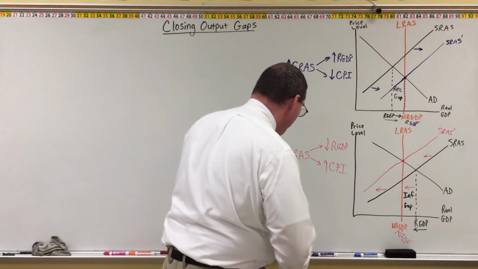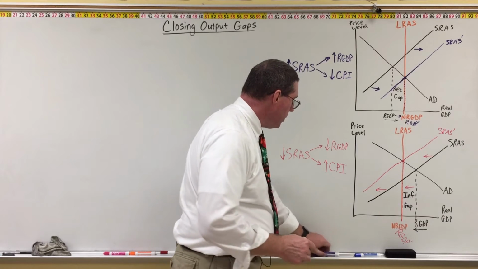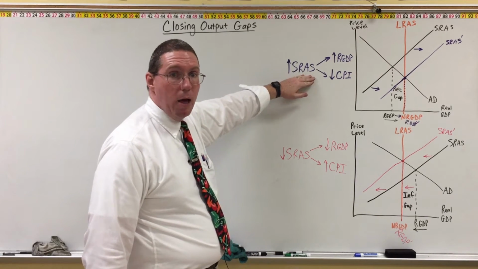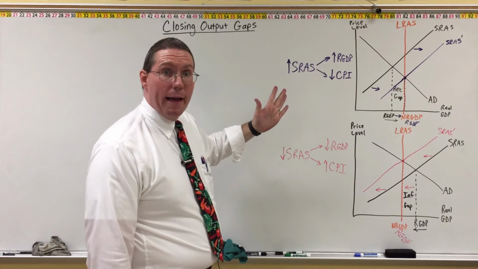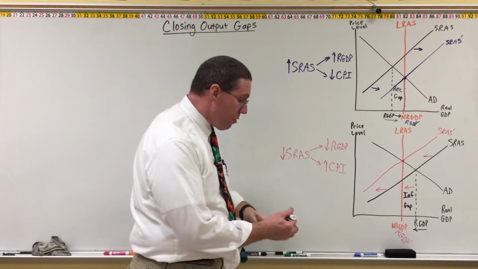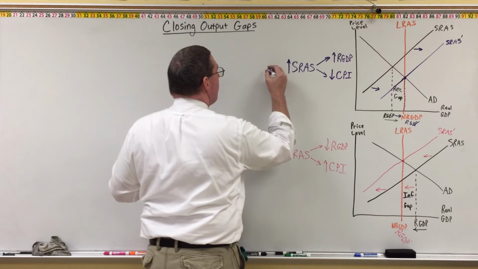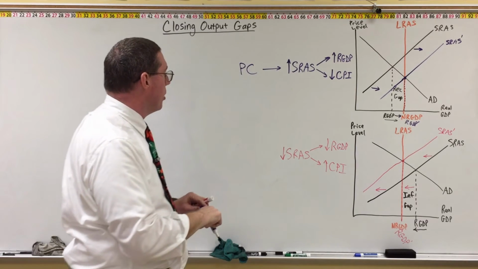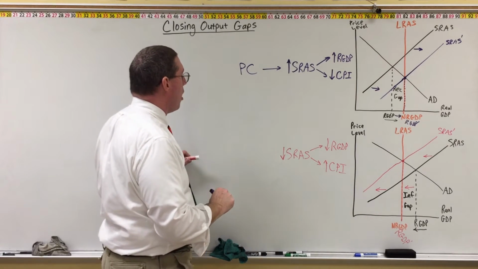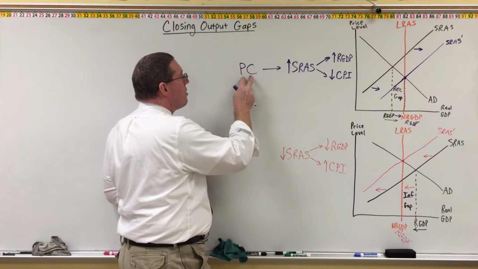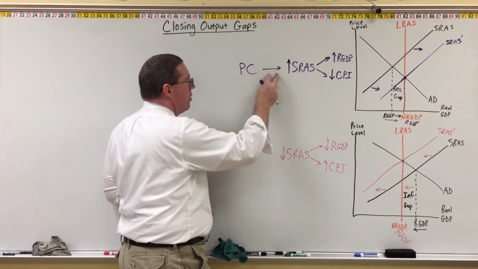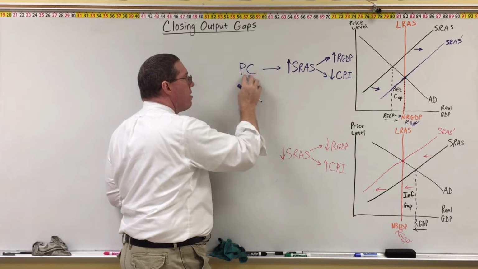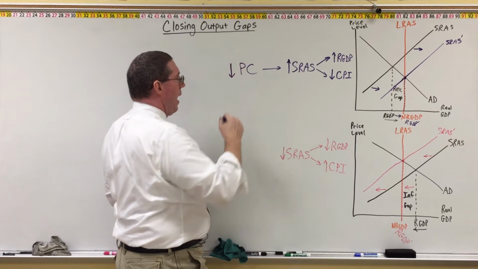And so now we want to ask ourselves this question. If we're trying to accomplish increasing short-run aggregate supply, what is it that affects short-run aggregate supply? Well, I taught you several lessons ago that the main thing that affects short-run aggregate supply is production costs, or I'm going to call it PC for now, production costs. And what did we say needs to happen to production costs in order for supply to go up? Well, in order for supply to go up, we said that production costs have to go down.